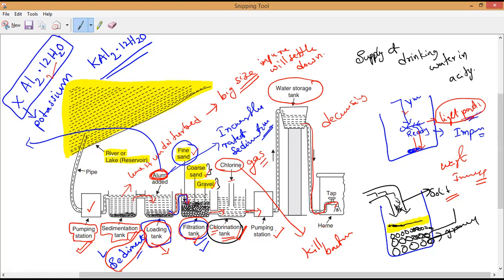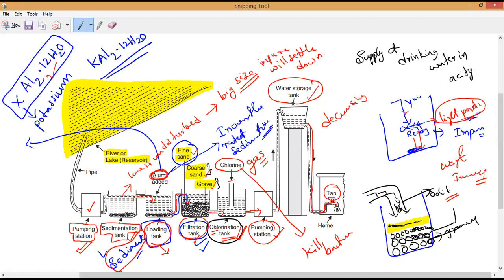That water will be pumped to the pumping stations, from the pumping stations to the water storage tank, and from the water storage tanks to our houses. That is the water tap. That is how the water comes from the reservoir or river to the house. Have you understood, everyone? Please respond. Yes or no? Yes, sir. So please note everything down, and this diagram also you have to learn.